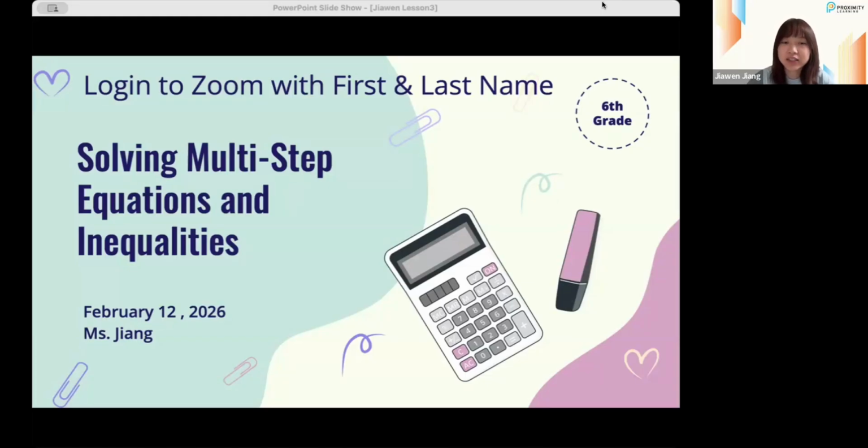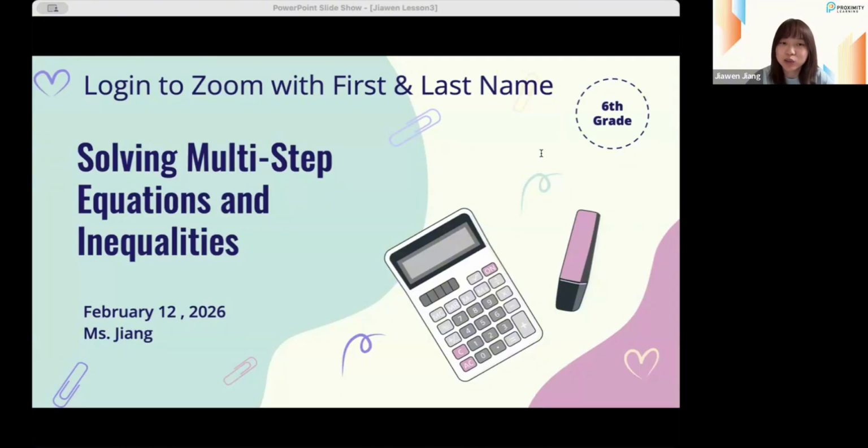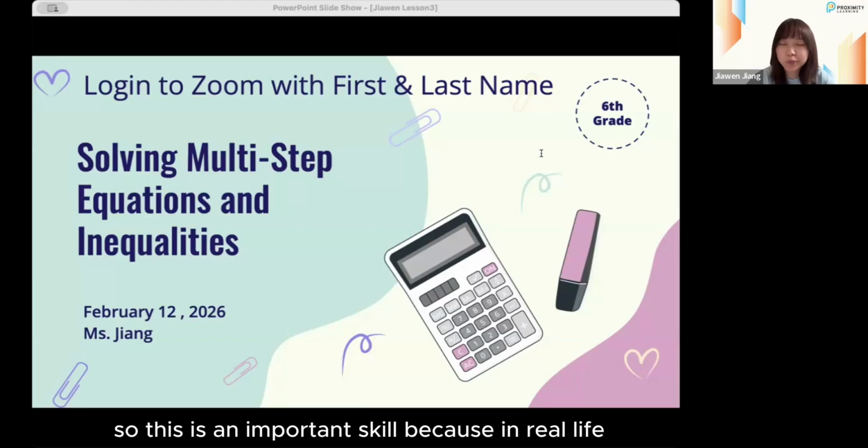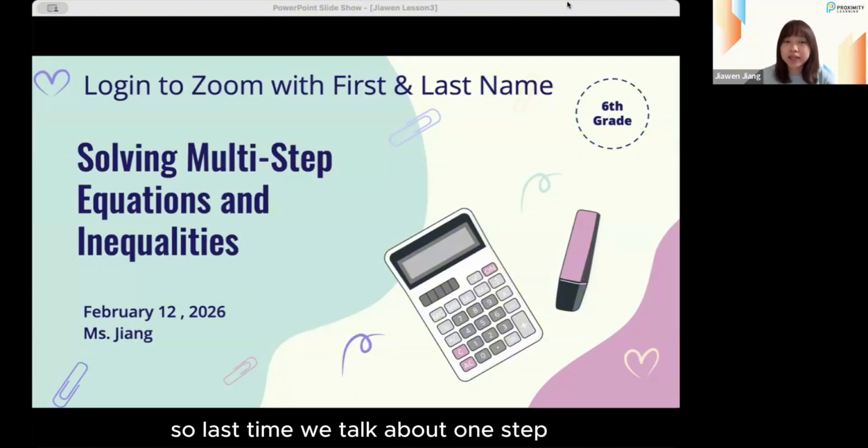And today we are going to work on solving multi-step equations and inequalities. This is an important skill because in real life, problems usually take more than one step to solve. Last time we talked about one-step equalities and inequalities. So today we talk about the multi-step.